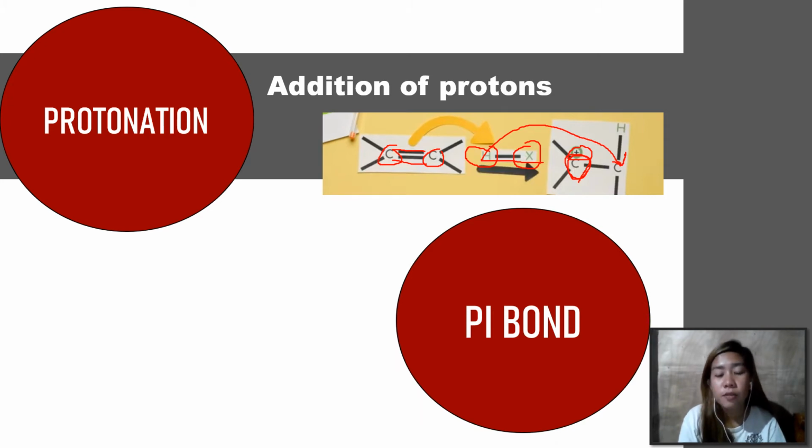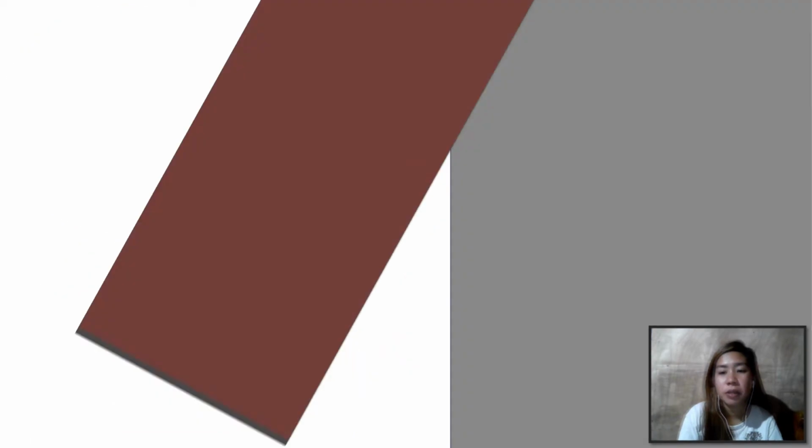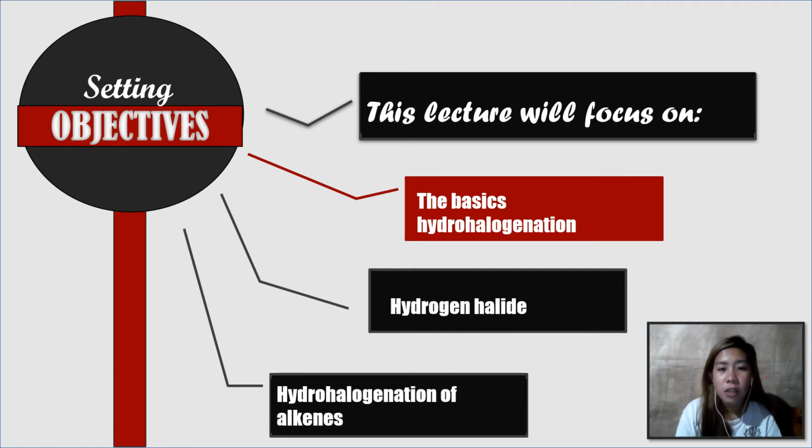But let's first unlock our vocabulary about pi bond. Pi bond simply means double bond. So in this picture we have an ethene. This is what we call a pi bond, a double bond. So going back, we already covered the basics of hydrohalogenation in our objectives. So the first objective is already checked.